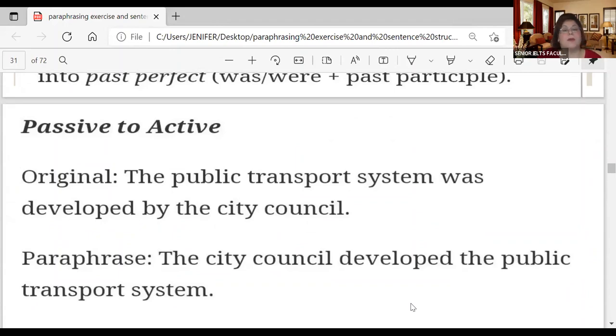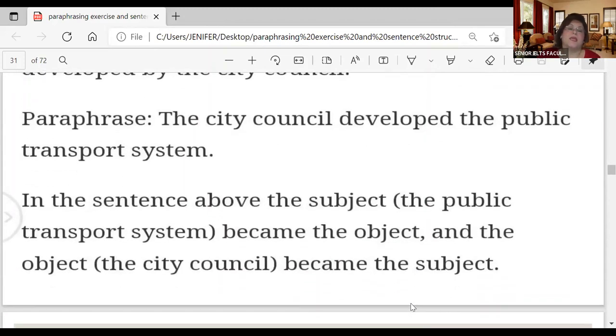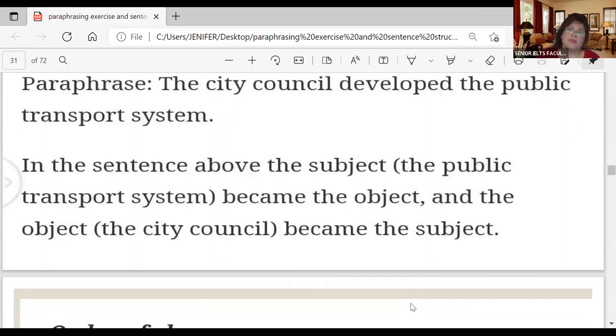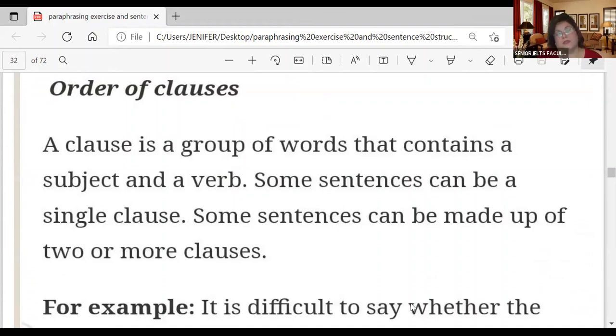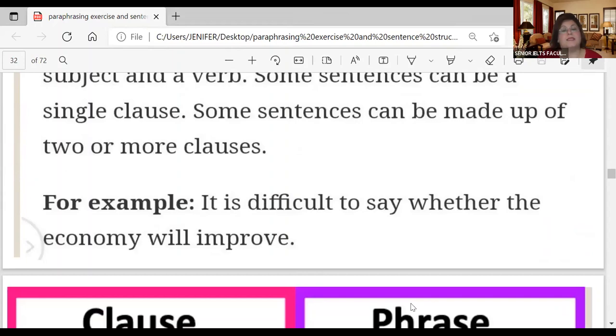Passive to active. The public transport system was developed by the city council. The city council developed the public transport system. In the sentence above, the subject, the public transport system, became the object, and the object, the city council, became the subject. Now, order of clauses. A clause is a group of words that contains a subject and a verb. Some sentences can be a single clause, and some can be made up of two or more clauses. For example, it is difficult to say whether the economy will improve.